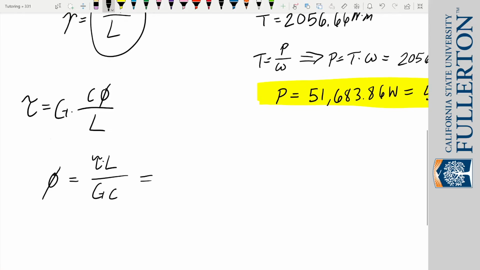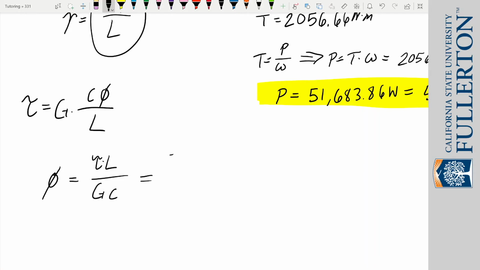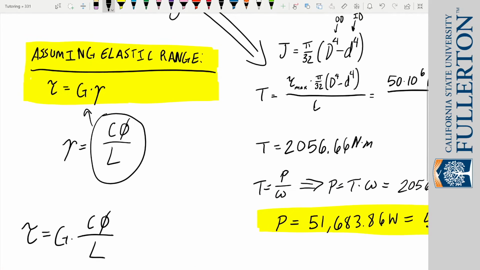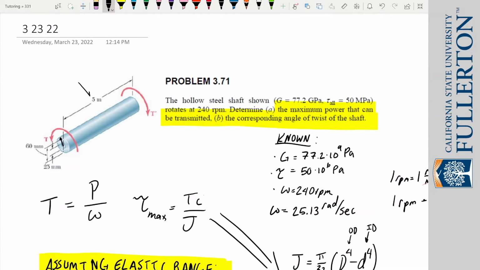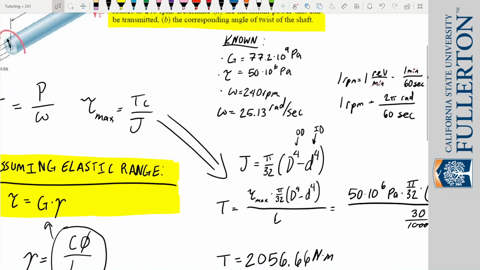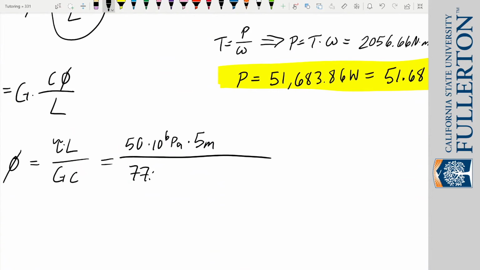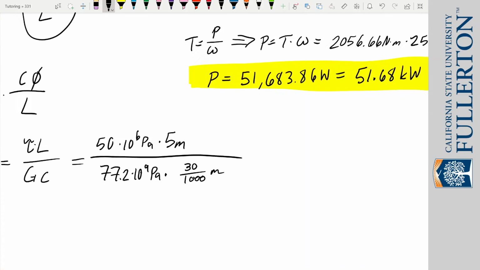Now, working from here, we have 50 times 10 to the 6th pascals multiplied by the length of this, which we're given as 5 meters, divided by our shear modulus, which is 77.2 times 10 to the 9th pascals, multiplied by, just like earlier, 30 over 1,000 meters for that radius.